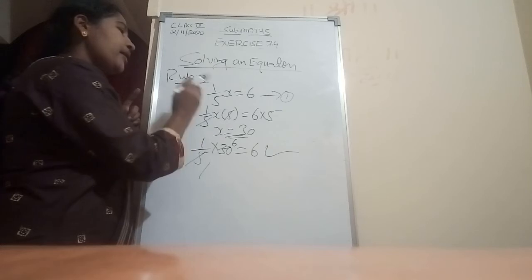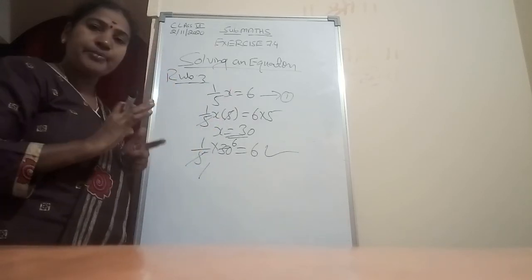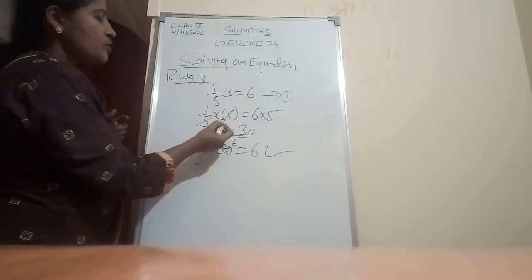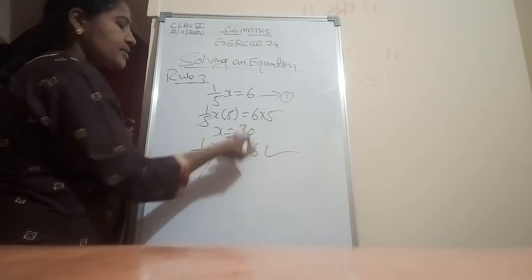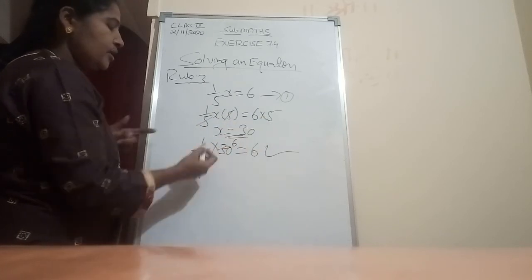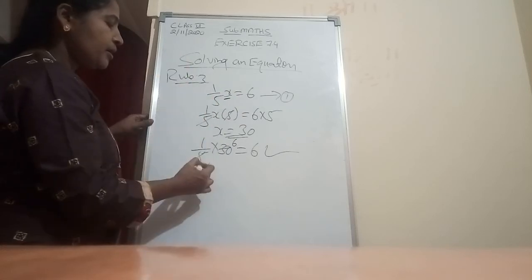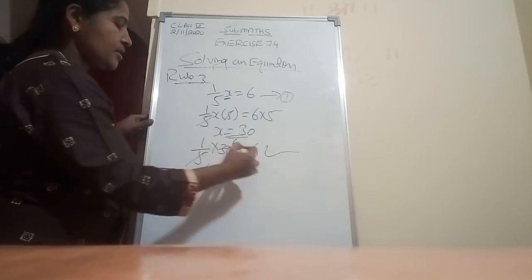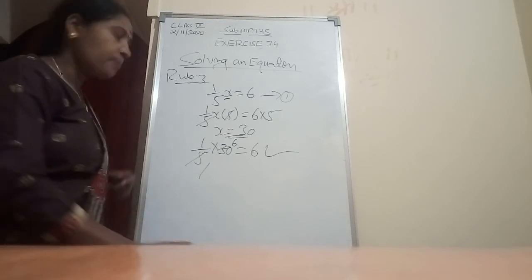I have to multiply both the sides with the same number, that is, the number I have taken as 5. So here also 5, here also 5. Here 5 cancels. x is equal to 5 6s are 30. I have substituted into the first equation: 1 by 5 into 30. 5 1s are 5, 6. So both the sides are 6 only. This is rule number 3.